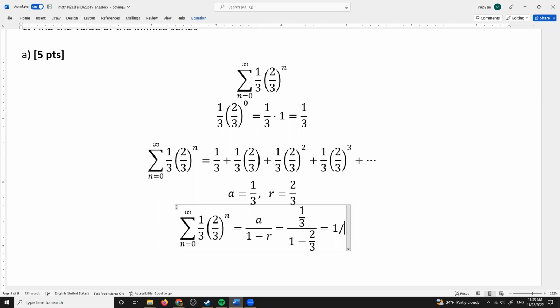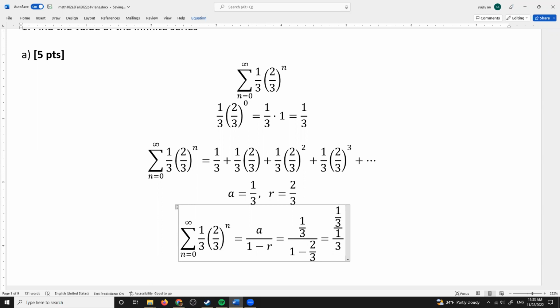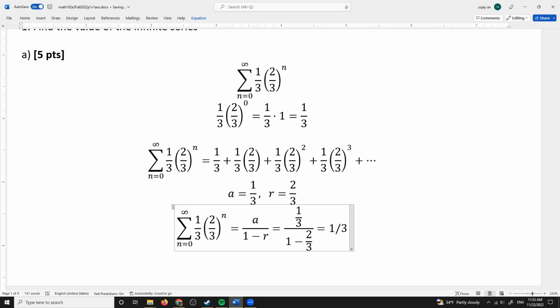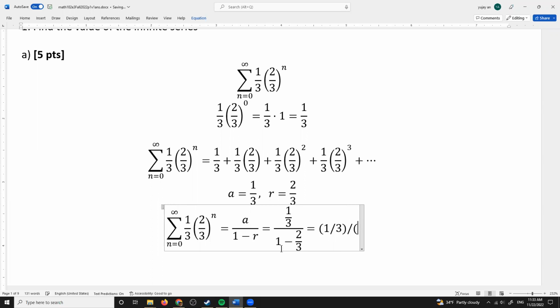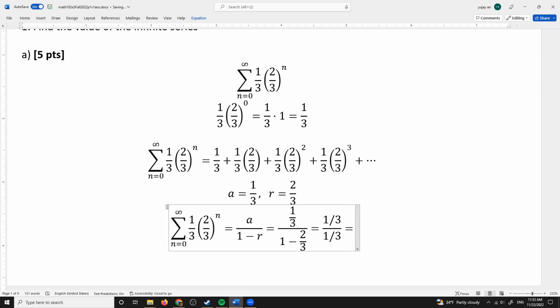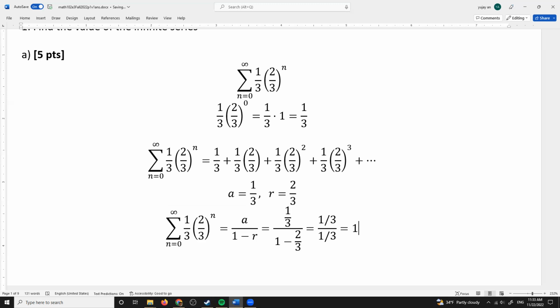And that is 1/3 divided by 1/3, and that's a little hard to see. Let me see. 1/3 divided by 1/3, so that anything divided by itself is 1, right? So that's the answer.